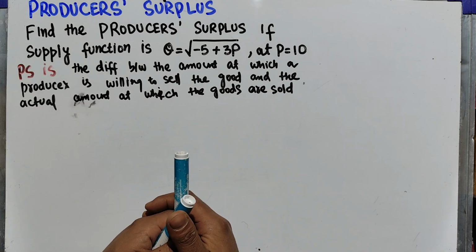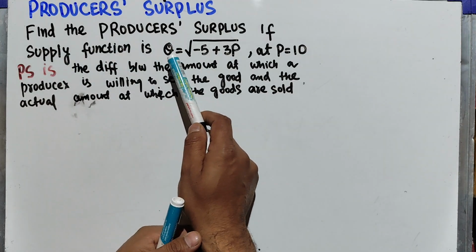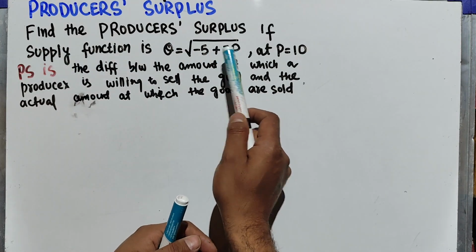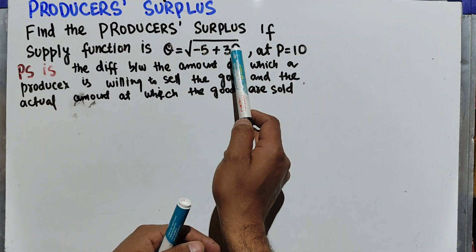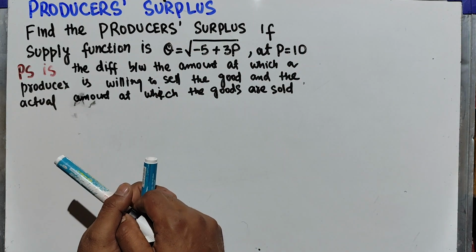Let us learn how to calculate producer surplus with an example. The question is, find the producer surplus if the supply function is Q equal to under root minus 5 plus 3P. Q denotes the output, P is the price, and at a price of $10, we need to calculate the producer surplus.